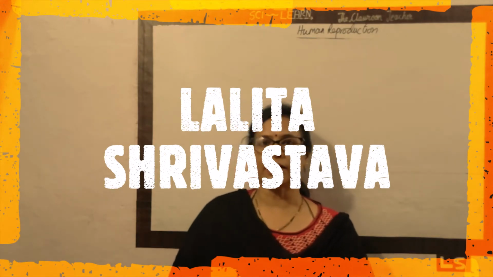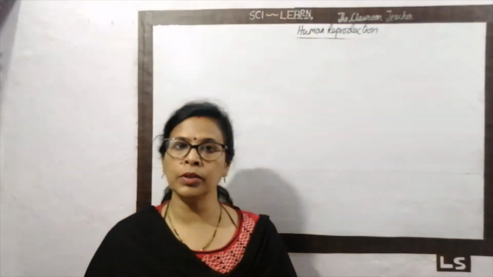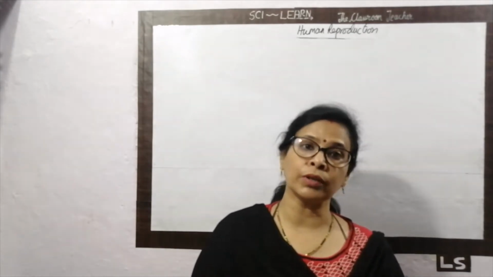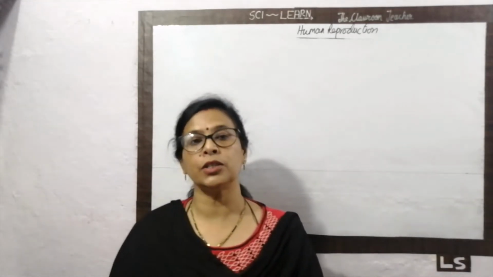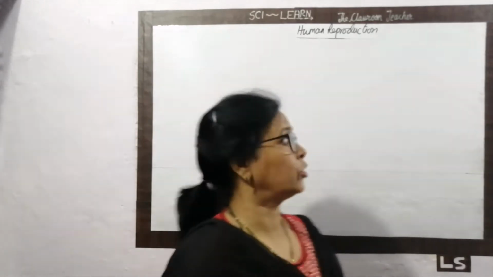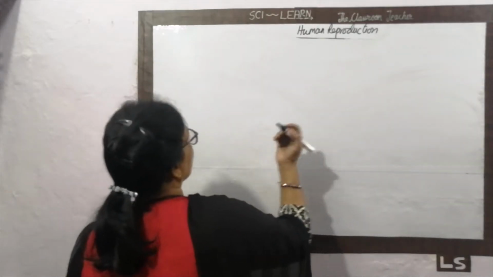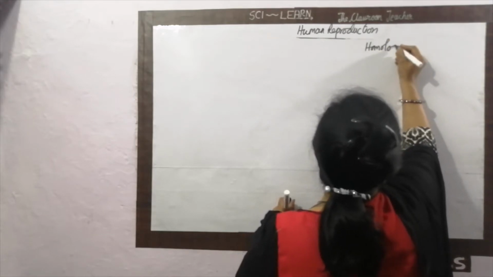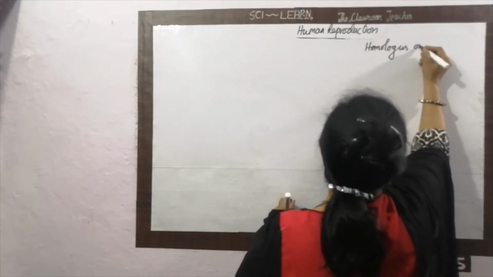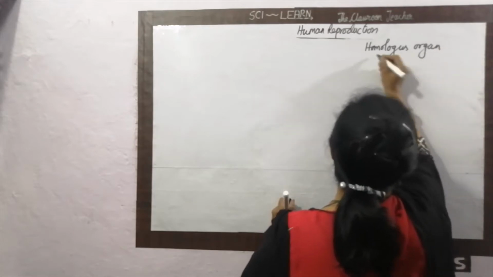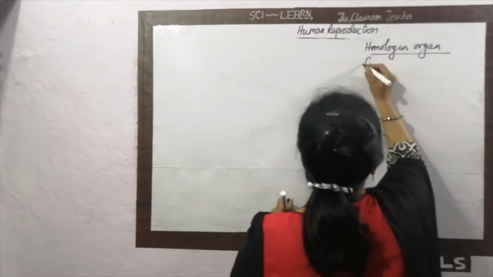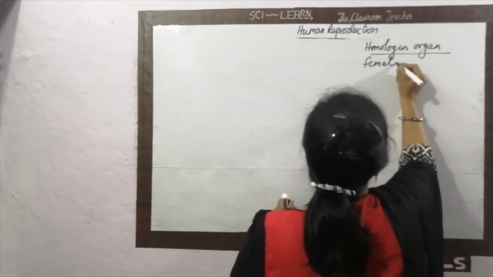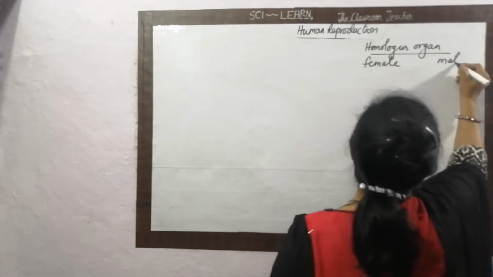Biology. Now next is the homologous organ. Homologous organs in the reproductive system. You know what a homologous organ is: organs which are different in shape but perform the same function. So we are going to study the homologous organs in female human and male human.